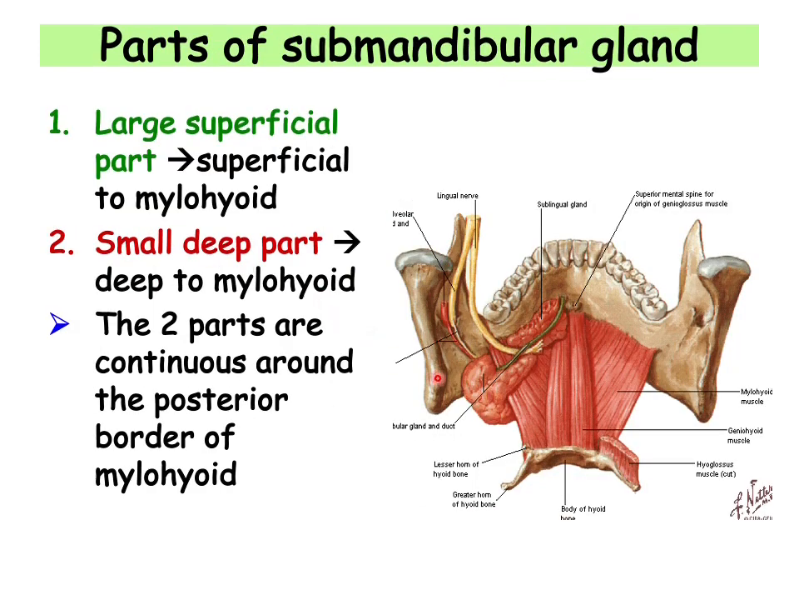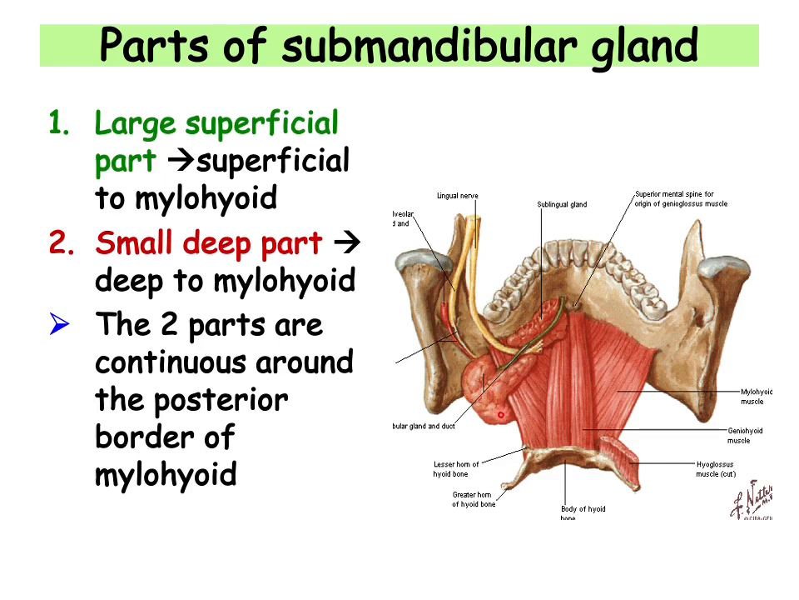So this gland is going to have two parts. The part which is out, we name it as the lateral or large superficial part, and the one which is deep, we name it as the small deeper part. That's in relation to the mylohyoid muscle, superficial and deep, okay.